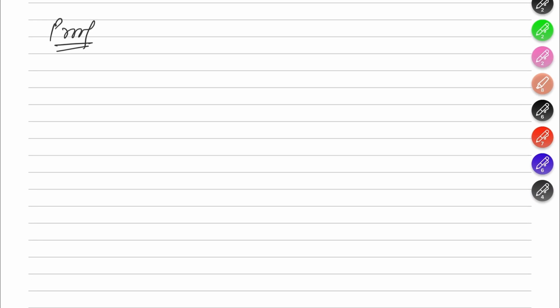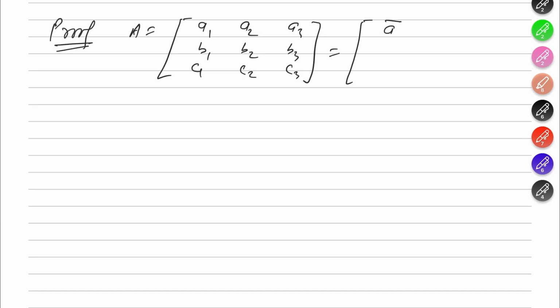Okay, so let us take any matrix. Let any matrix A be like this: A1, A2, A3, B1, B2, B3, C1, C2, C3. This is matrix A. And in a vector form, I am writing it like this: vector A, vector B, vector C.